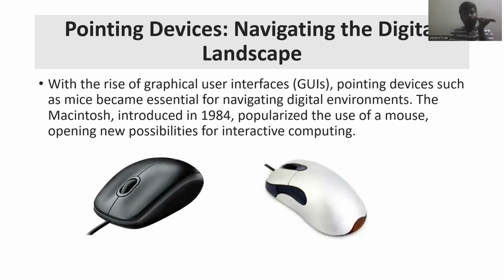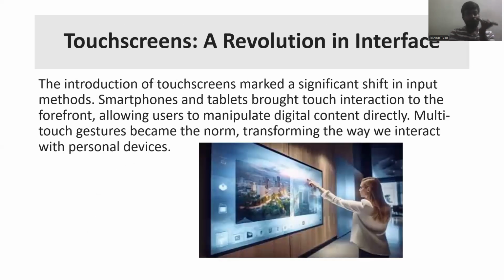Next on pointing devices. We can get the example of mouse as the pointing devices. Pointing devices are used for navigation purposes. Next one, touch screen, a revolution of interface.